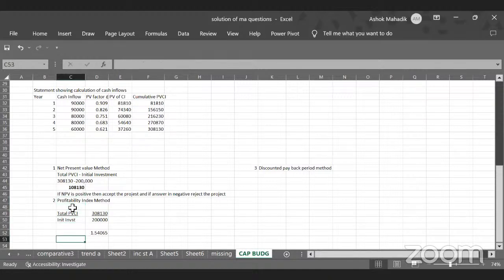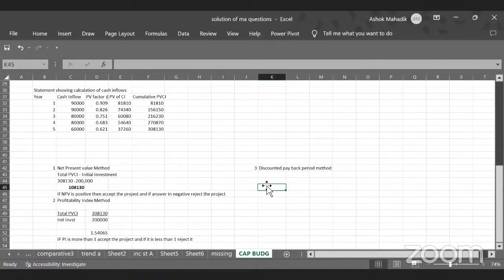Okay. So here what will we write? If the profitability index is more than 1, accept the project, and if it is less than 1, reject it. Okay, so simple. Now the third and last method, which is the discounted payback period method.